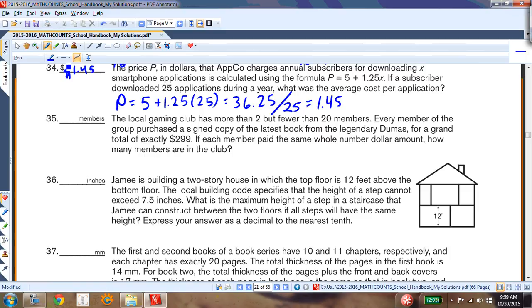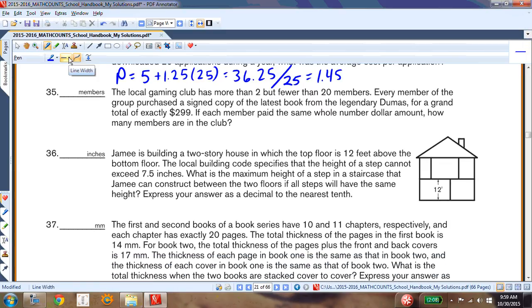The local gaming club has 2 but fewer than 20 members. Each member of the group purchased a signed copy of the latest book from the legendary Dumas for a grand total of exactly $299. If each member paid the same whole number dollar amount, how many members are in the club? Again, might be an easier way to do this, but I'm just going to take the brute force.